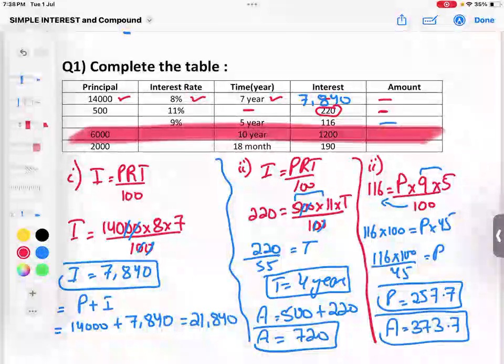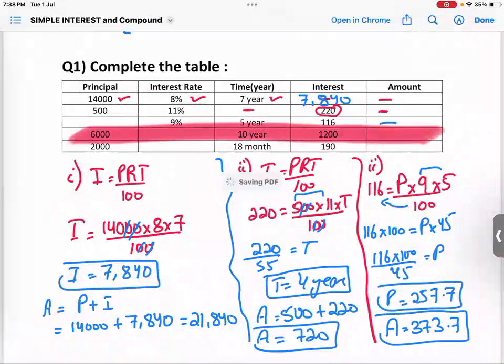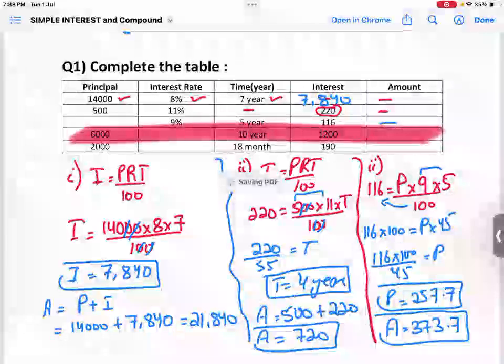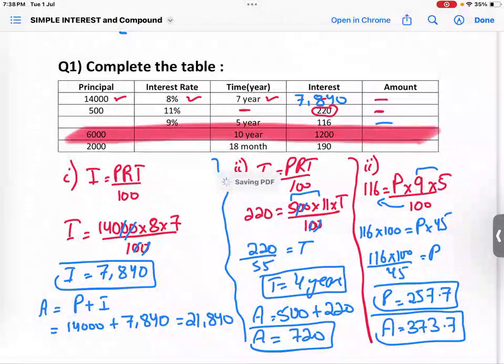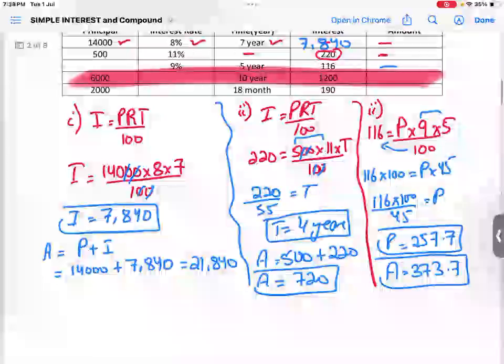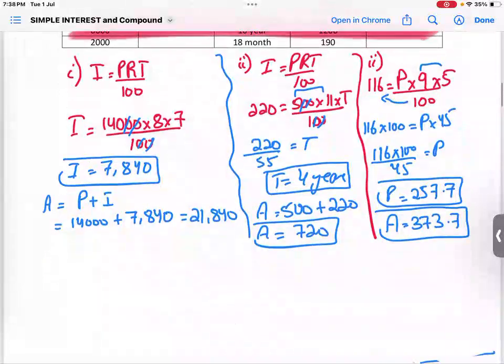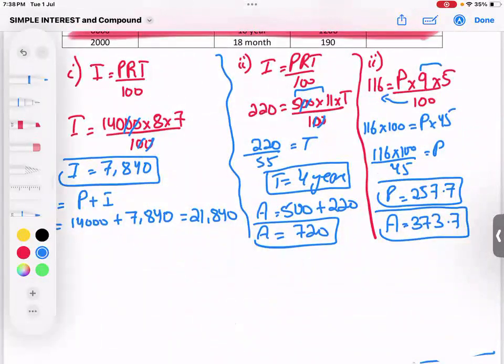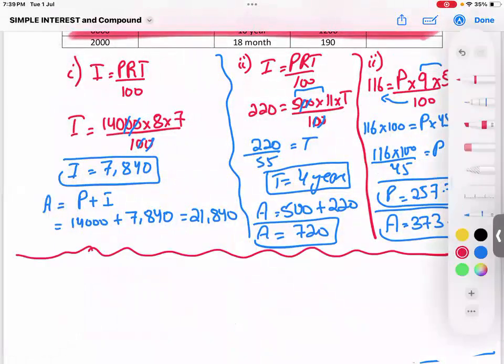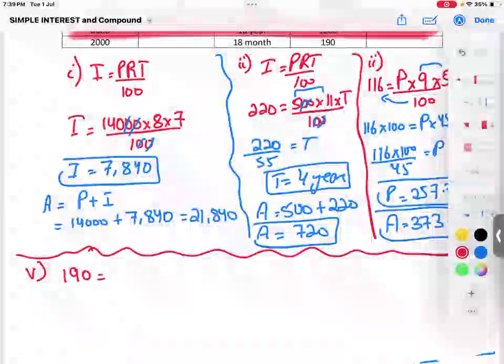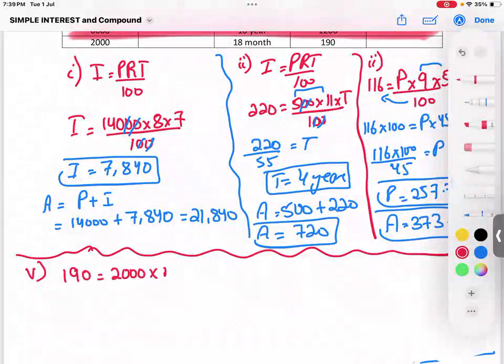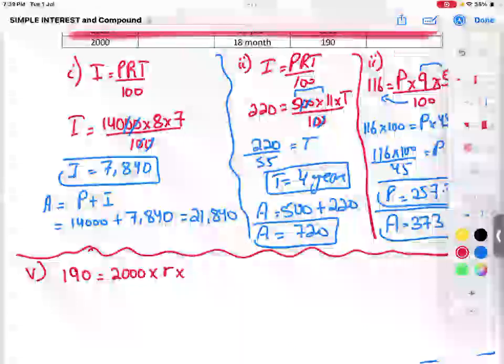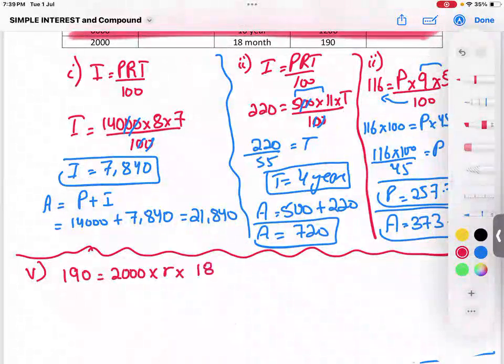Now I will do part number 5. In part number 5, there is one thing different. You can see that the time is given in months. As I told you, we will calculate the time in years, and they have given us the value of time in months. So how can we calculate this part? Now listen to me carefully. Part number 5, the interest they have given is 190. Principal amount is 2000 multiplied by interest rate, which we need to find out. Time is 18 months.